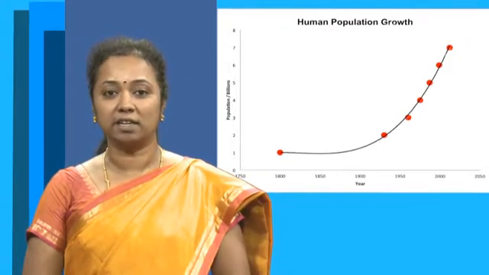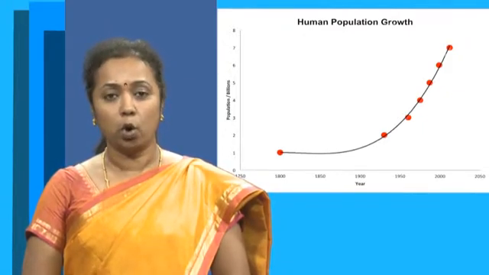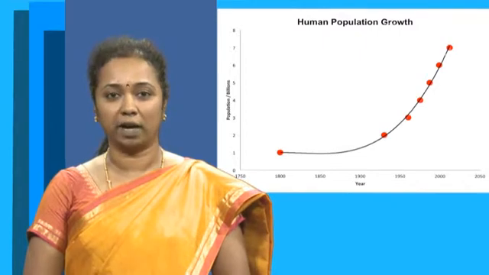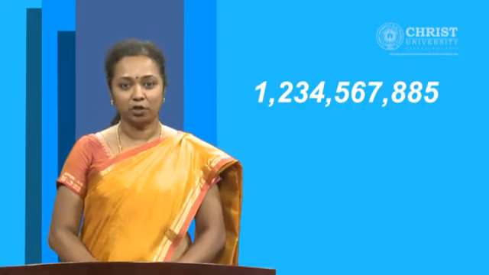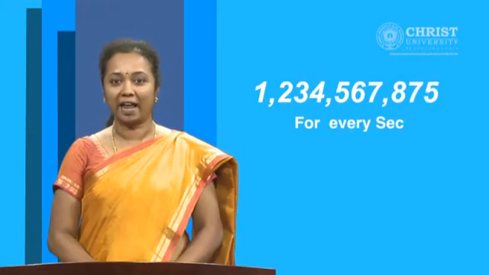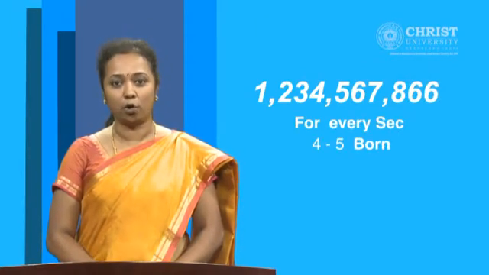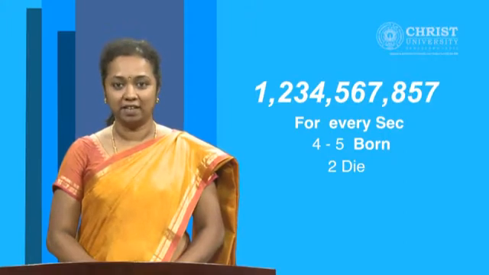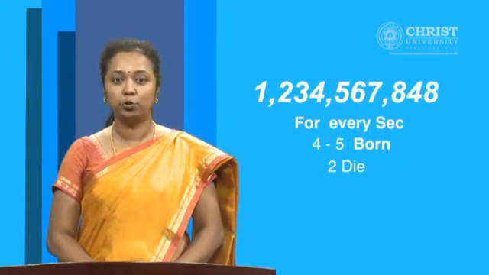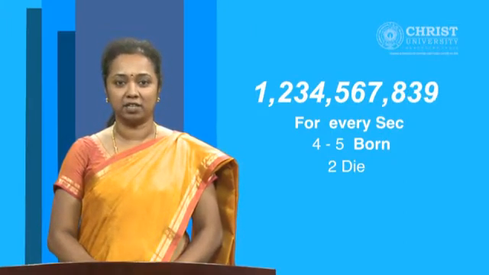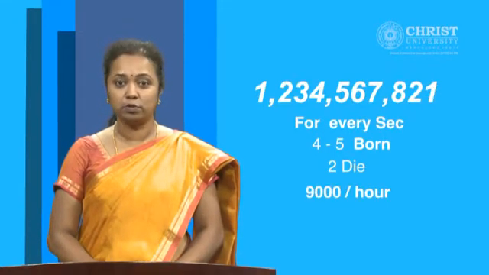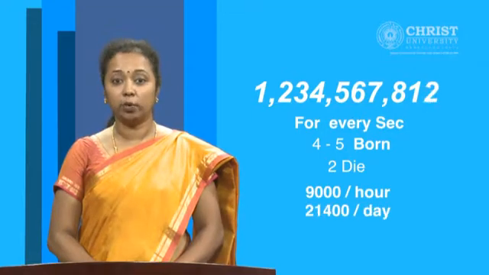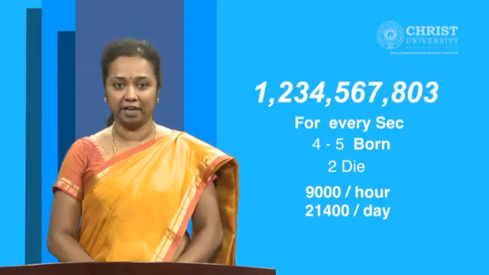This dramatic increase in population size over a relatively short period of time is called population explosion. According to the population clock, for every second on an average 4 to 5 children are born and 2 people die. Thus, we are growing by nearly 2 to 3 people every second. As a result, the human population is growing by 9,000 people per hour and 21,400 people per day.